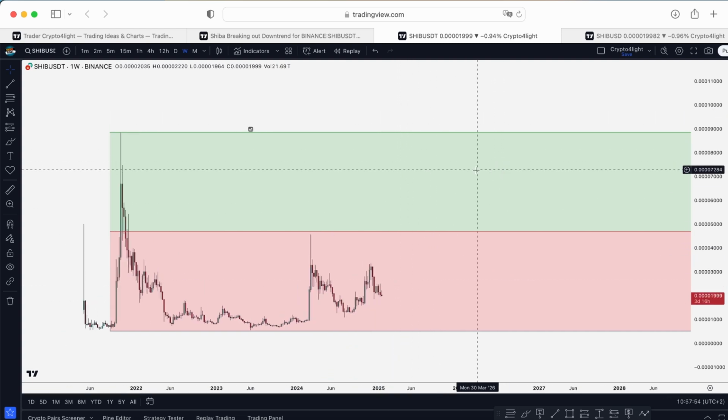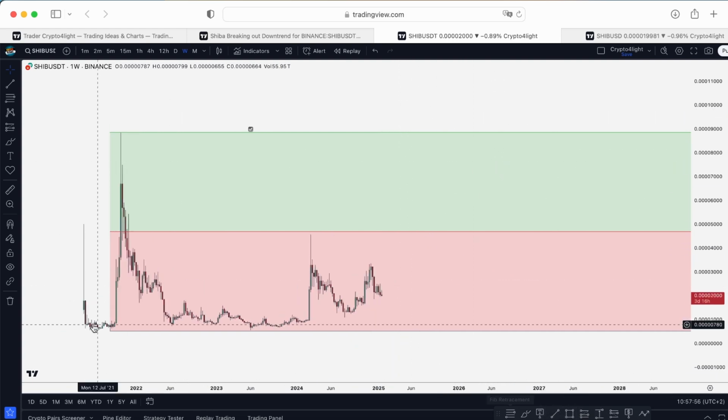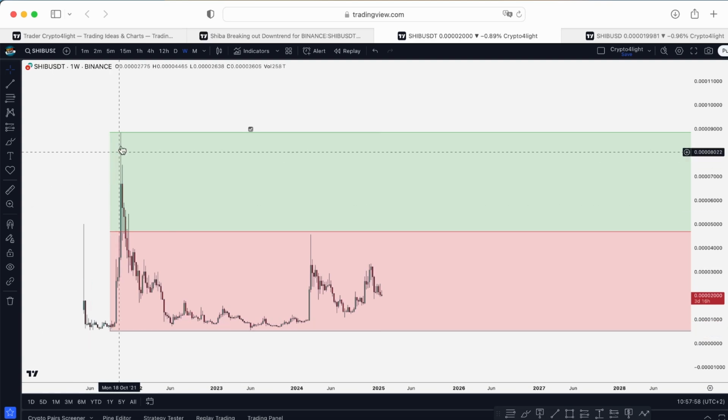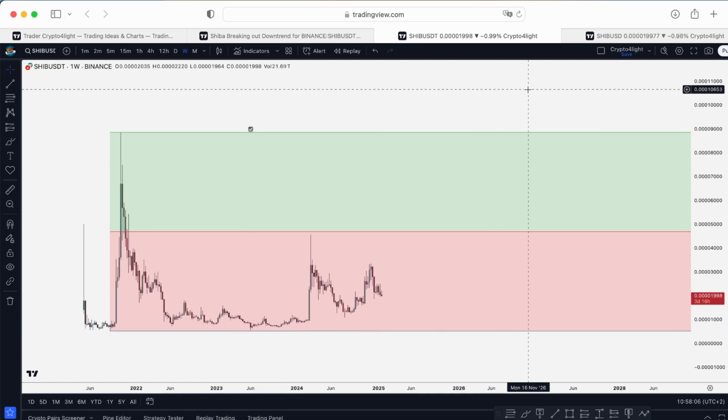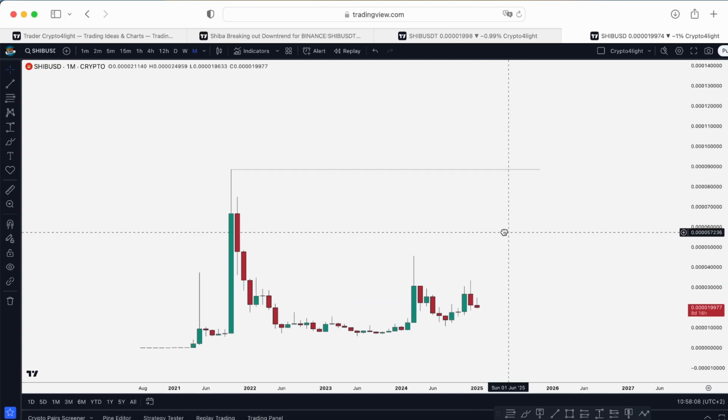But guys, just be real with your expectations, because this was the last cycle where we pumped. We're not trading almost at that level. So why should we pump much higher? I don't know. Be real with your expectations.